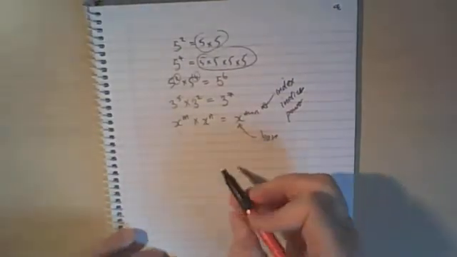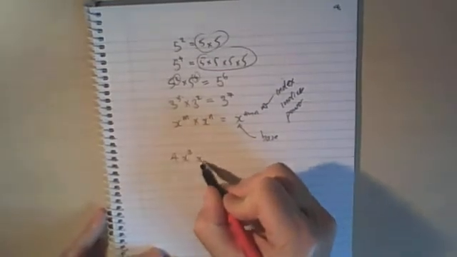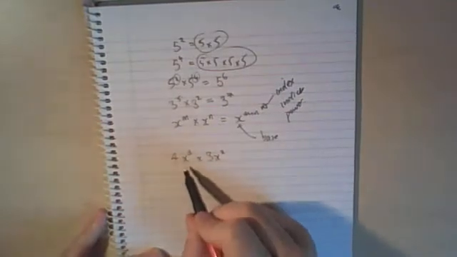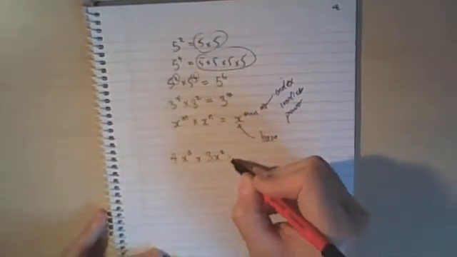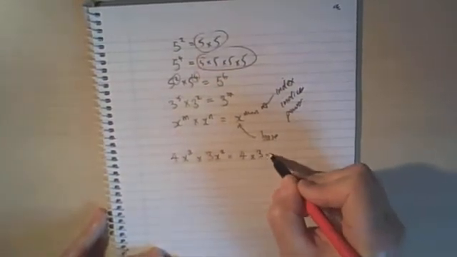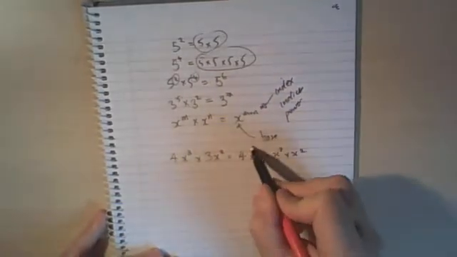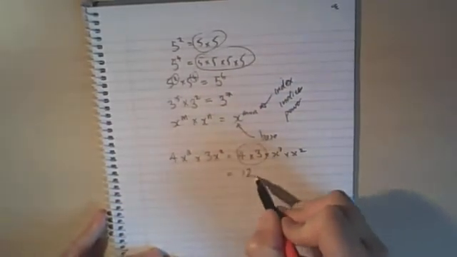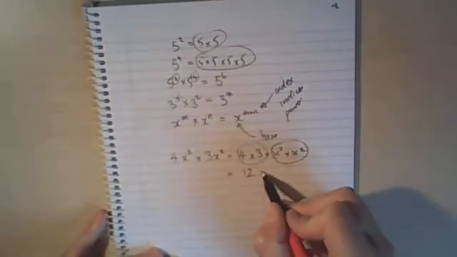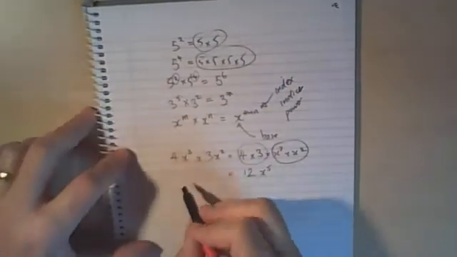Now this carries on with all of them, so if you've got things like 4x cubed times 3x squared, what you need to do is think about BODMAS, or the way these break up, and you can rearrange it. So 4 times 3 times x cubed times x to the power of 2. This can be done normally, which is 12, and then this uses the index laws, which is x to the power of 5.